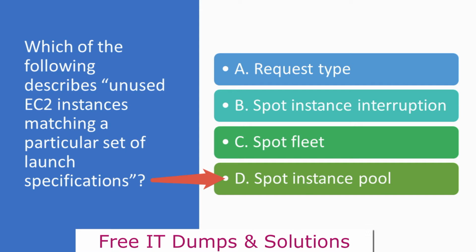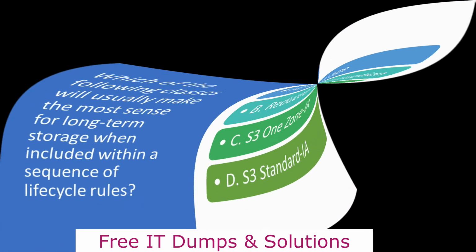There are 3 request types: request, maintain, and reserve for duration. A spot instance interruption occurs when the spot price rises above your maximum. A spot fleet is a group of spot instances launched together. Let's talk about the next question.